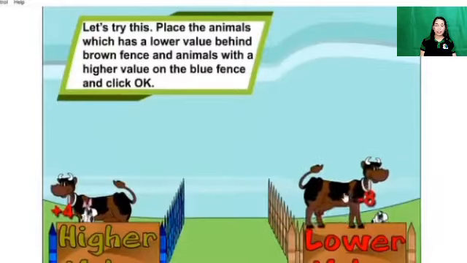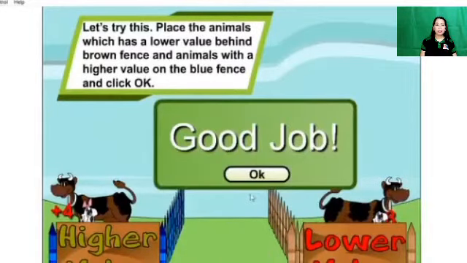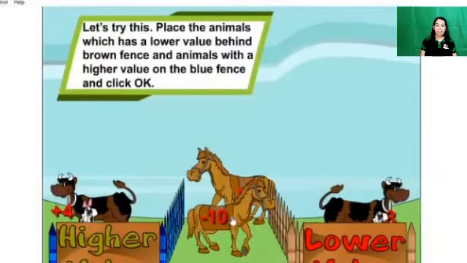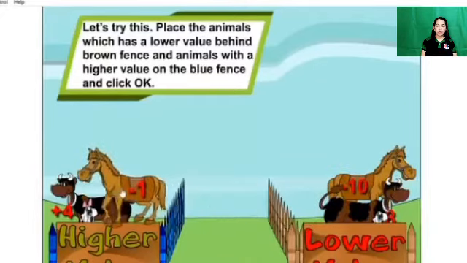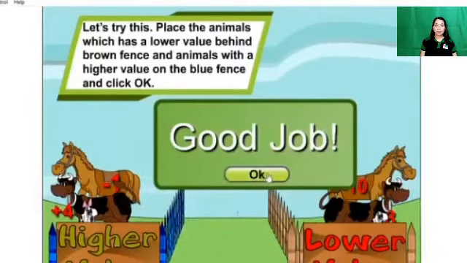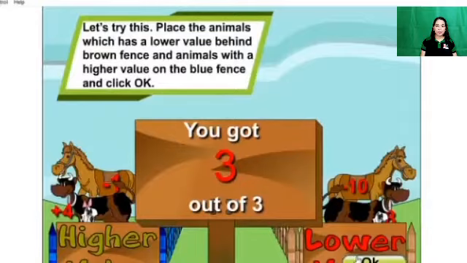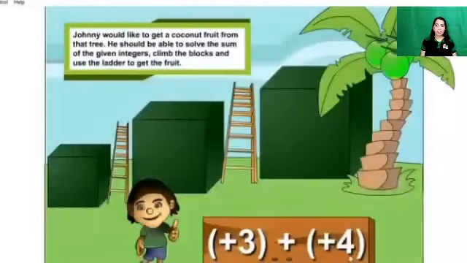The lower value. Is it correct? Good job. Negative 10 and past negative 1. Good job. You've got 3. Johnny would like to get a coconut fruit from that tree. He should be able to solve the sum of the given integers, climb the blocks, and use the ladder to get the fruit.